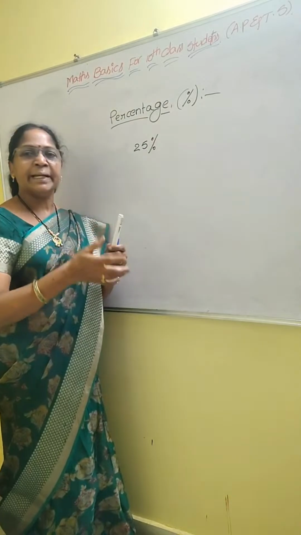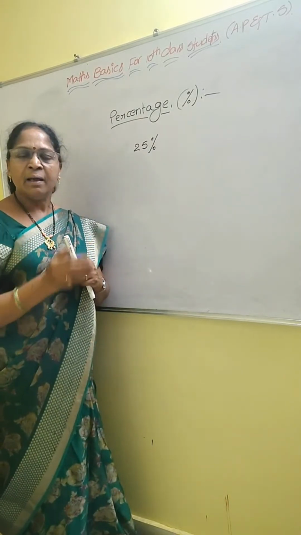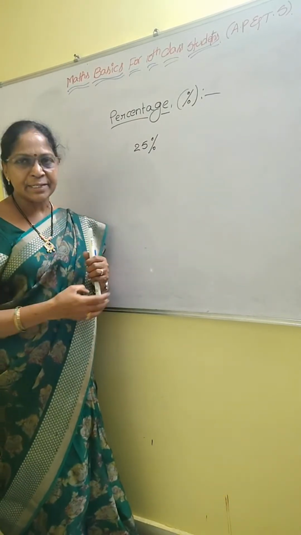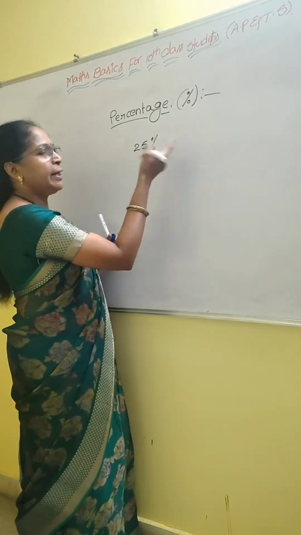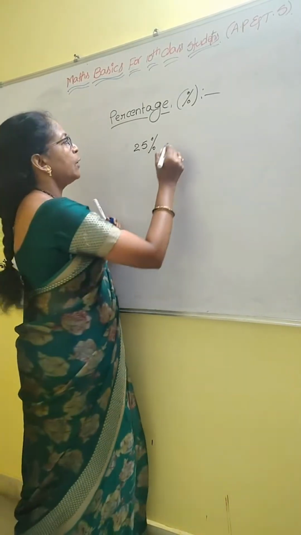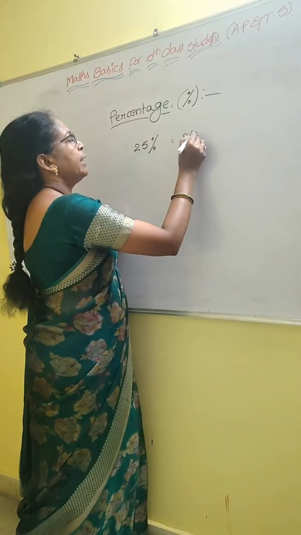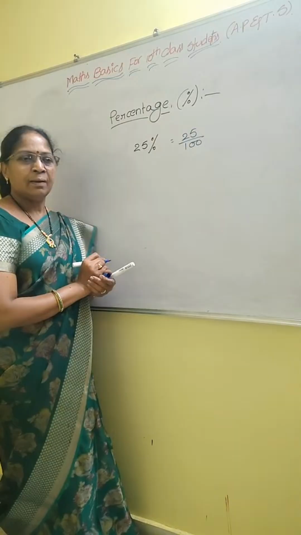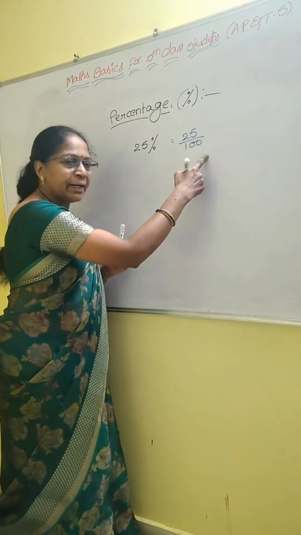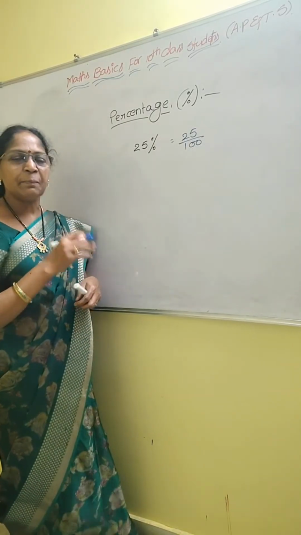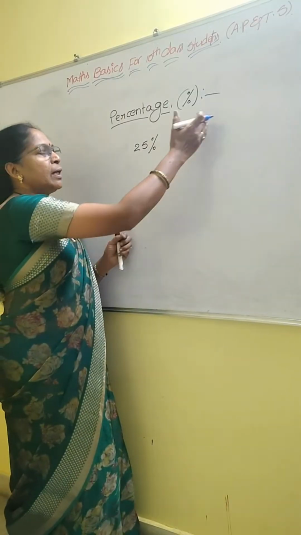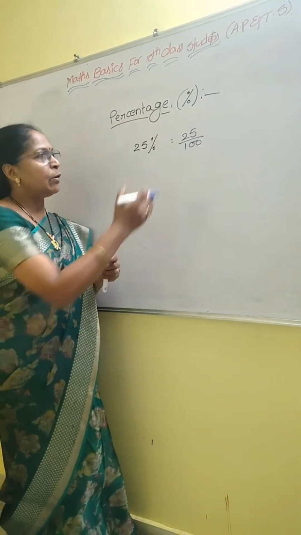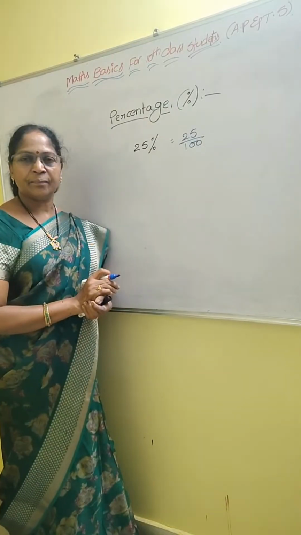Percentage. Percent. Cent is nothing but 100. Per means each. So here 25% is nothing but 25 by 100. Percent is nothing but divided by 100. You should write 25% equal to, written as a fraction, 25 by 100.